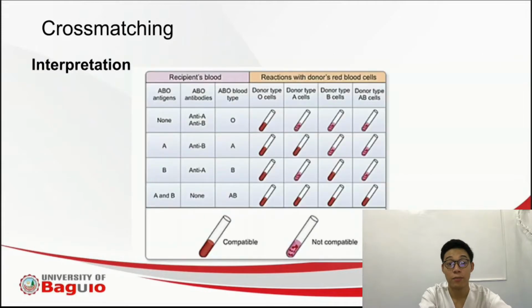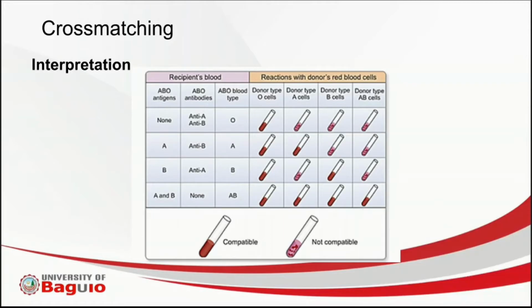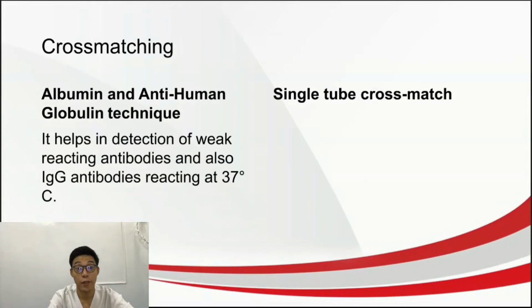So for interpretation, hemolysis or weak agglutination, maybe 2 to 3 cells sticking together, is considered incompatible. Okay, so I'm going to interpret later because it has also the same results as the other tests. Okay, so now we are going to proceed to another technique, which is the albumin and anti-human globulin technique.